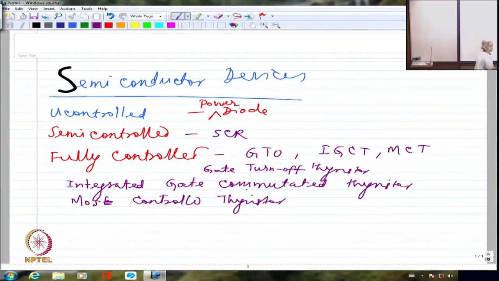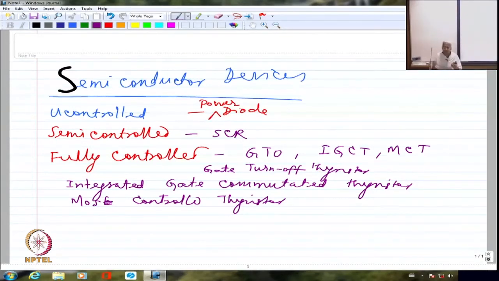But yet, some people talk about thyristor synonymously with SCR. SCR is particularly a semi-controlled device. Only the on condition can be controlled. Off, it is very difficult to control. You can't turn it off very easily from the gate terminal. That's what I mean. Otherwise, you have to take a roundabout approach to turn it off.